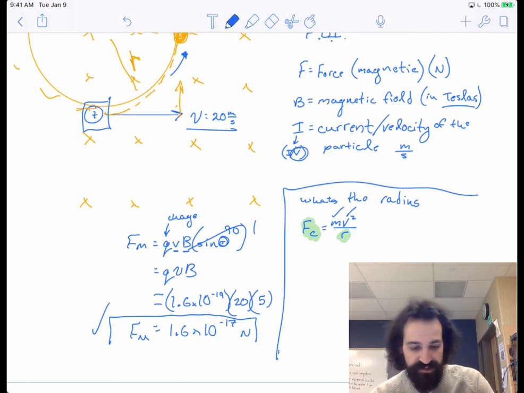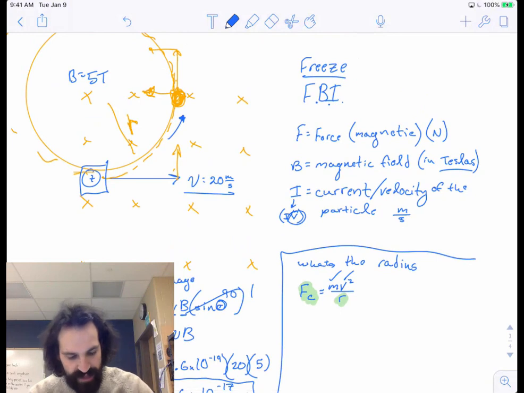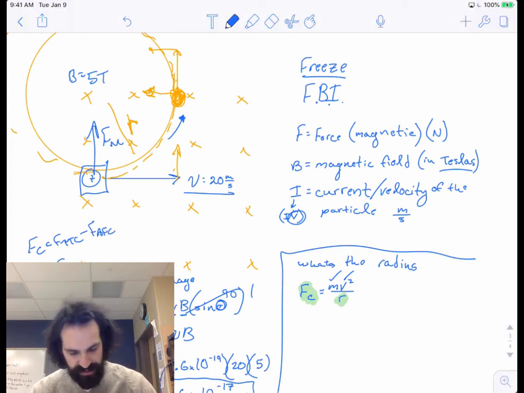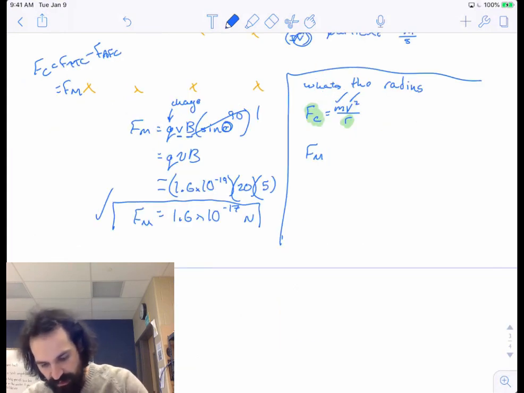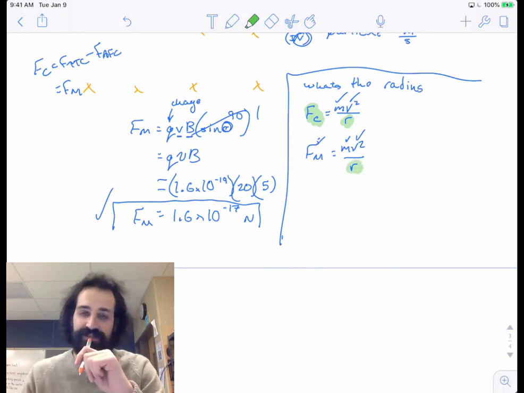However, we do know centripetal force is forces towards the center minus forces away. Well, there's only one force acting on this particle, and that's the magnetic force, which is always pointing towards the center. And again, centripetal force is forces towards the center minus forces away from center. So that should be equal to the magnetic force. So the magnetic force equals mv squared over r, where we know mass, we know velocity, and we know the magnetic force, and with a little bit of algebra, you can solve for the radius.